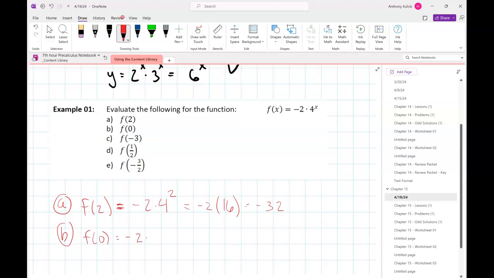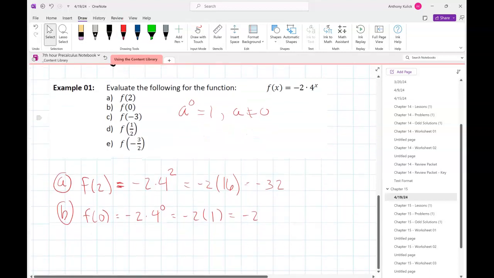So if I do f of 0, again, we do the exponent first. What's 4 to the 0? It's 1. Remember that any number other than 0 to the 0 power is 1. What's 0 to the 0? Not 0. It's not 1. It's undefined. Like dividing by 0. Okay.